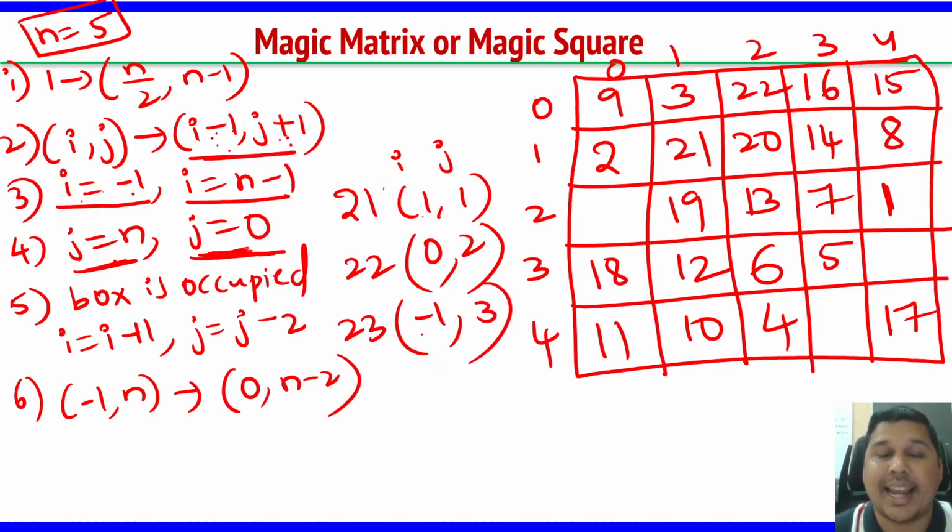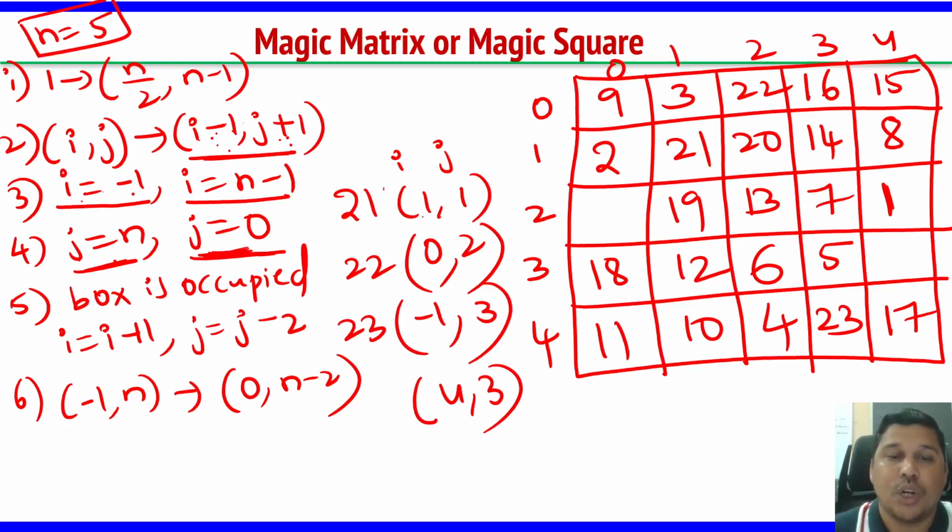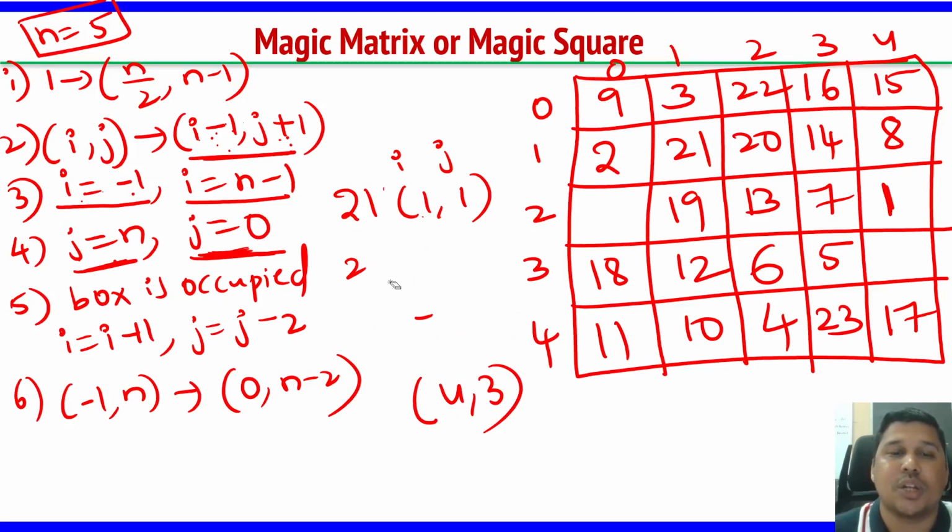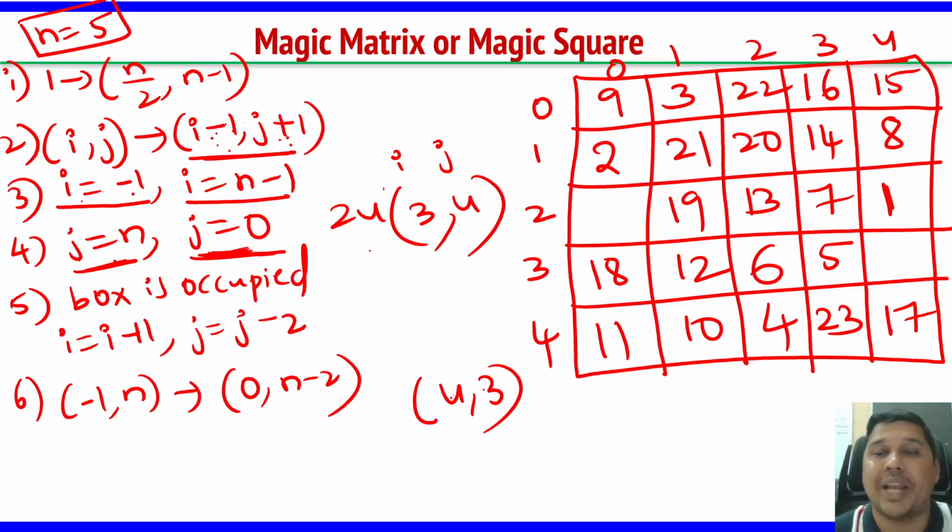Okay. So here I is going out of boundary. So when I is minus 1, what do I have to do? N minus 1. So 23 will be placed at 5 minus 1, that is 4, and 3. So place 23 here at 4, 3. So 23 is filled at 4, 3, which means where should I fill 24? That is I minus 1, 4 minus 1, 3, j plus 1, 3 plus 1, 4. So at location 3, 4, place 24.